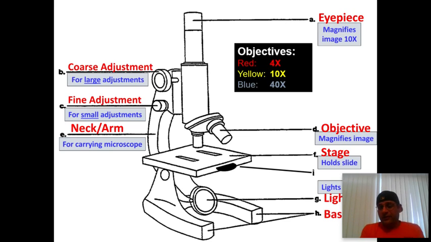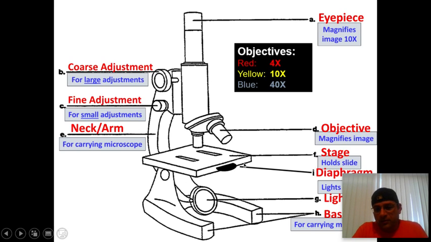Then you'll have the base. That's what it sits on. So when you're carrying it, you'll hold one hand on the base, one underneath, and carry it around. And then the diaphragm. This adjusts the level of light. So if you can't see it, adjust it. It'll let more or less light into the viewing area. You will have a quiz on this in a day or two before we start doing lab.